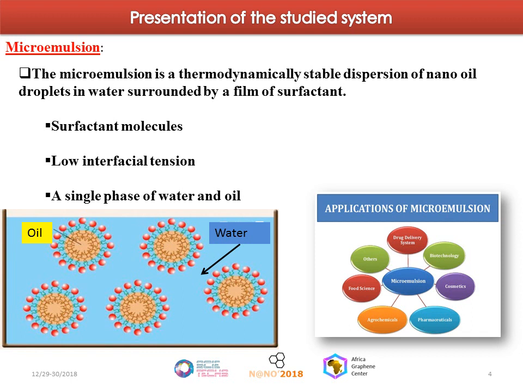And now I present the components of the studied system. The first component is the microemulsion. The microemulsion is a thermodynamically stable dispersion of nano-oil droplets in water surrounded by a film of surfactant. The case that will interest us is that of microemulsion consisting of oil droplets in water. There are a lot of applications of the microemulsion, like agrochemicals, food science, biotechnology, cosmetics, pharmaceuticals, and other applications.